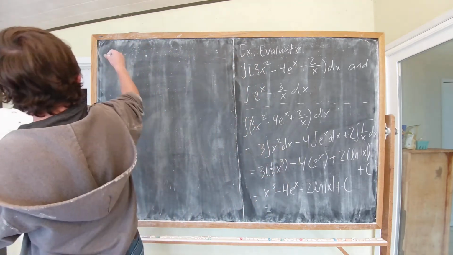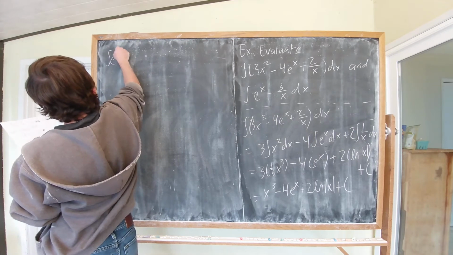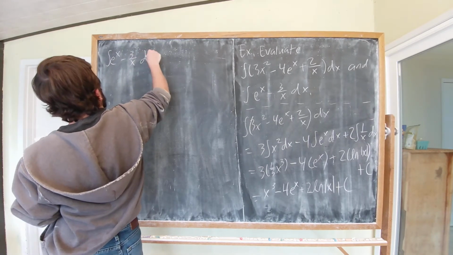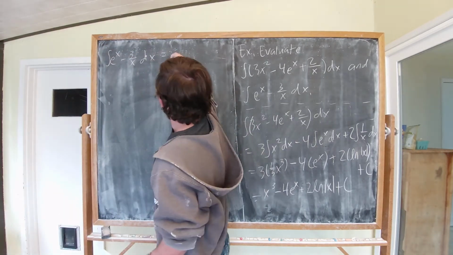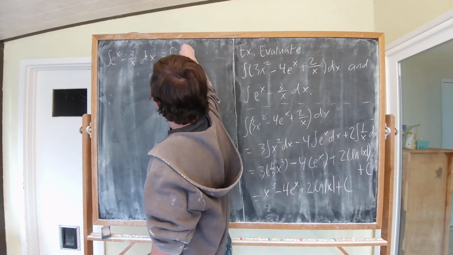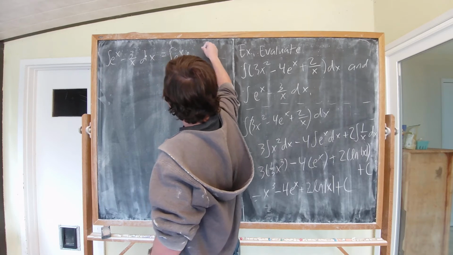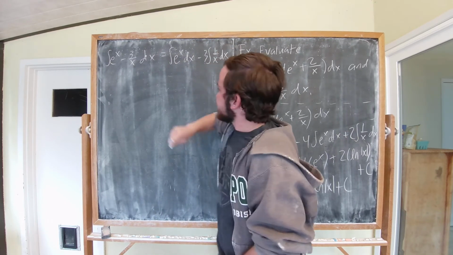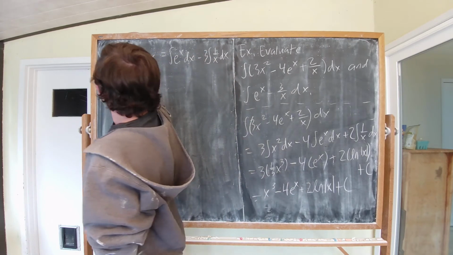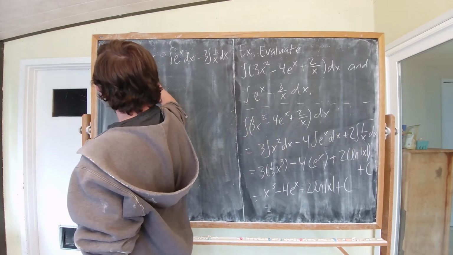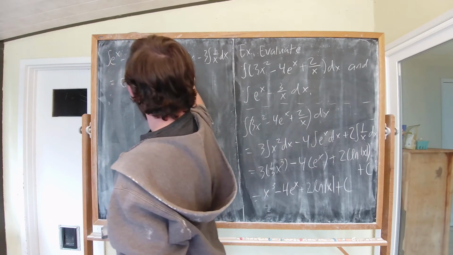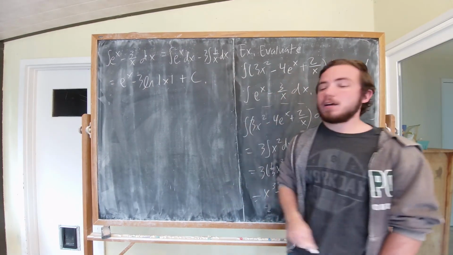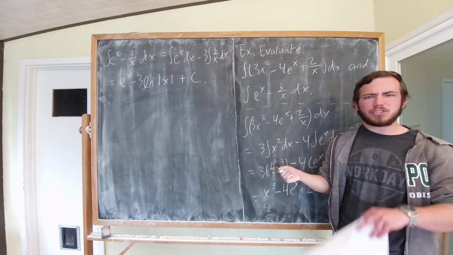Let's do that second one. The integral of e to the x minus 3 over x dx is the integral of e to the x dx minus 3 times the integral of 1 over x dx, which will be e to the x minus 3 natural log of the absolute value of x, all plus c. Alright, that's it for those 2 examples.